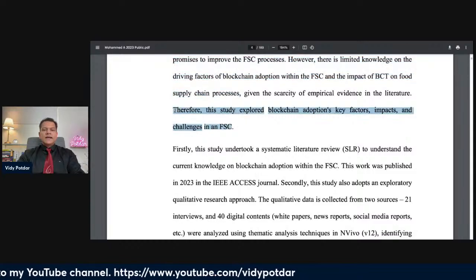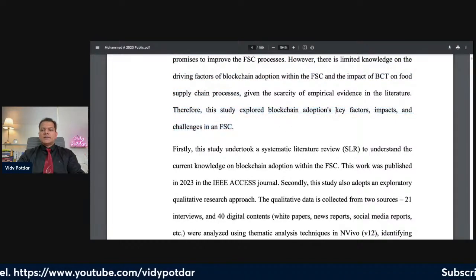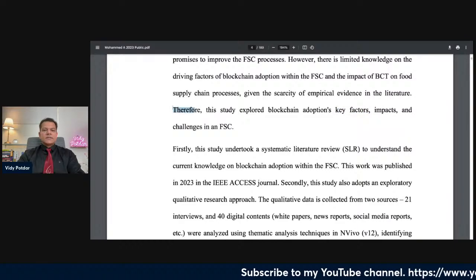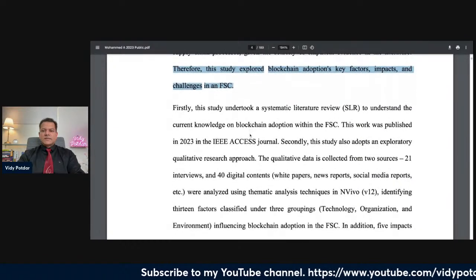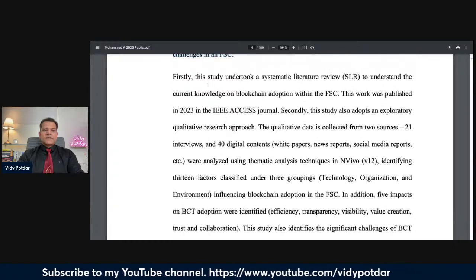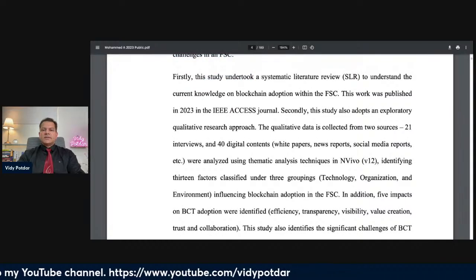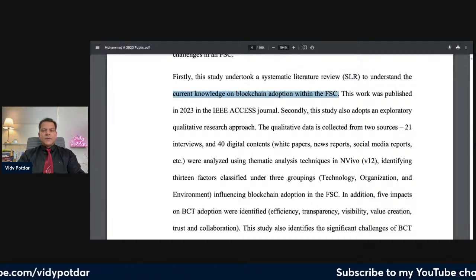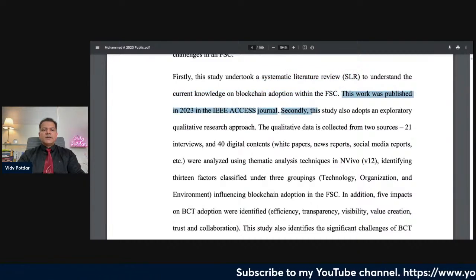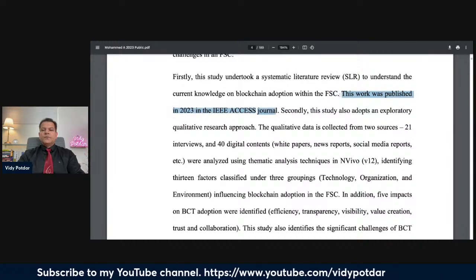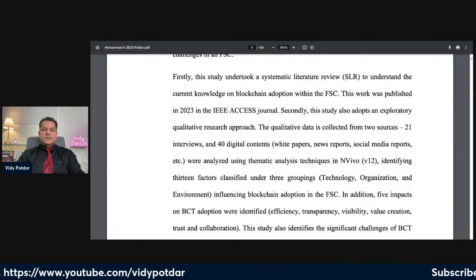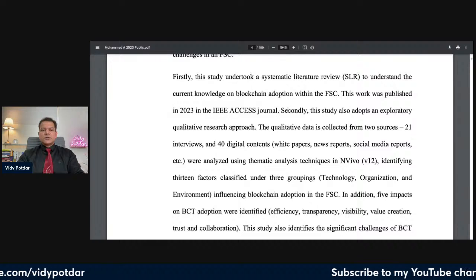Therefore, this study explored blockchain adoption's key factors, impacts, and challenges. So this is the contribution of this thesis. And how is this achieved? Firstly, this study undertook a systematic literature review to understand the current knowledge on blockchain adoption within the food supply chain. This work was published in 2023 in the IEEE Access Journal. So this is also something that you can do, because it helps to build the credibility of the researcher, and is very useful when the thesis goes for examination.